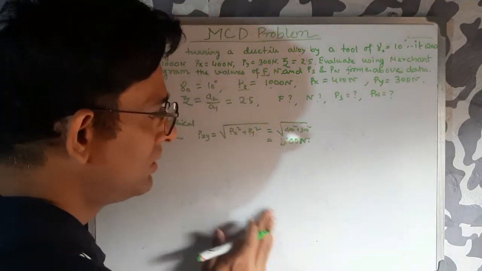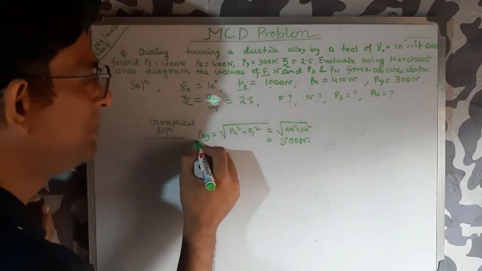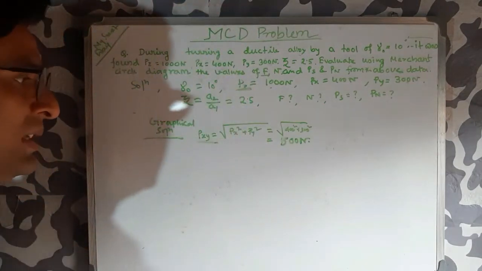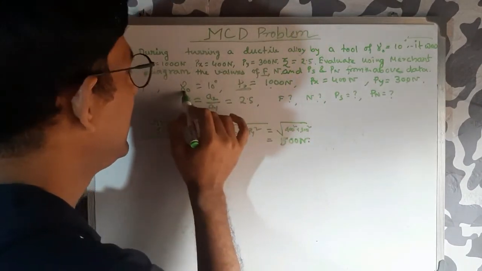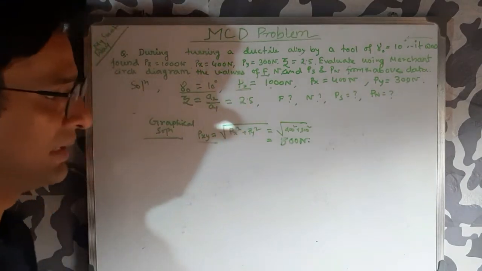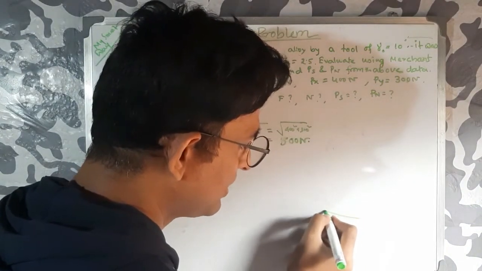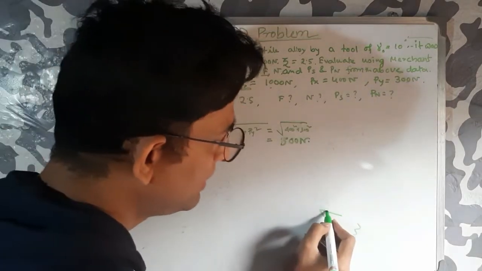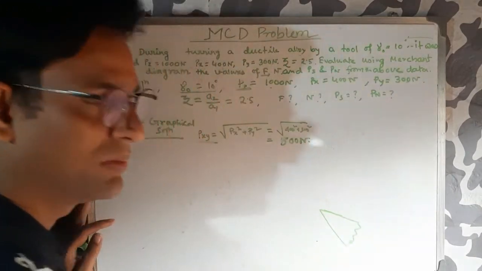Now, how to draw the graphical diagram of the Merchant circle? From the data, only Pxy and Pz, you have to draw. See, gamma 0 is given, this value is 10 degree. Gamma 0 means the orthogonal rake angle. So, if we consider a cutting tool in this position, this one is our cutting tool.